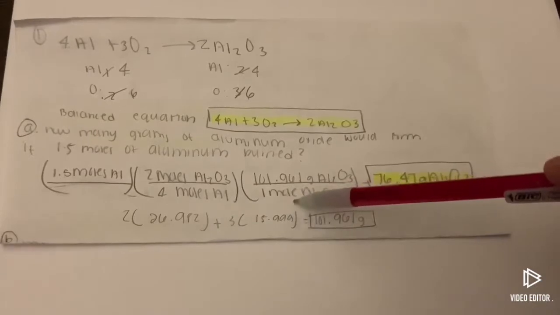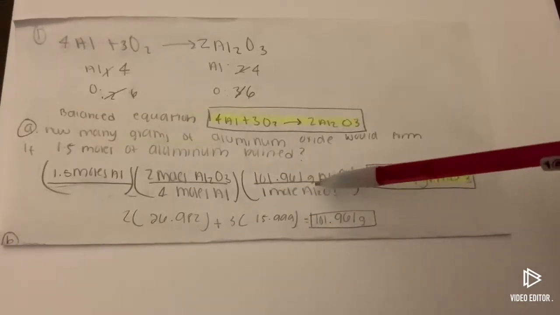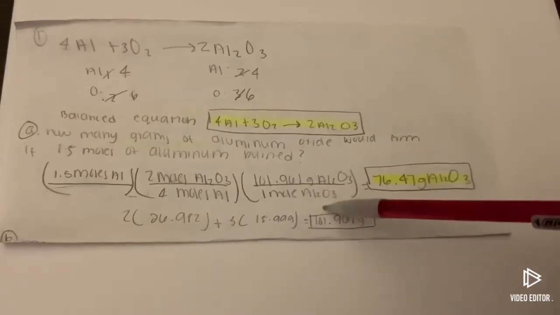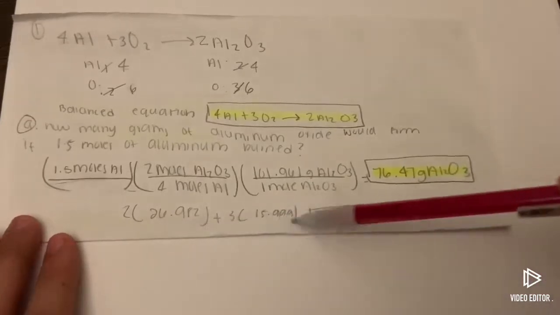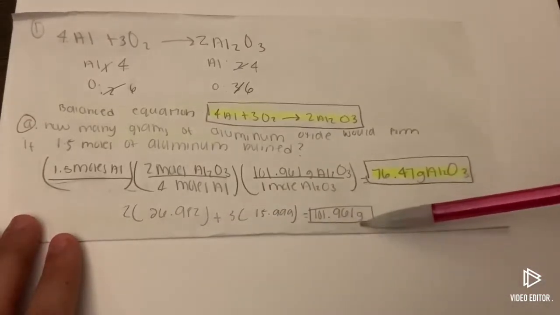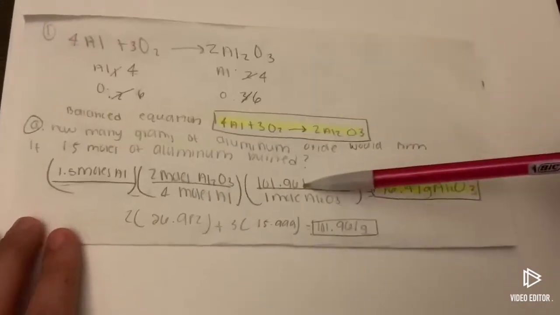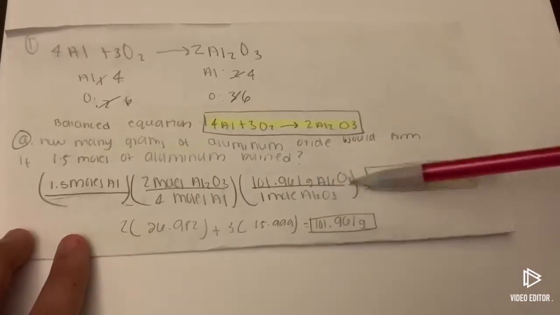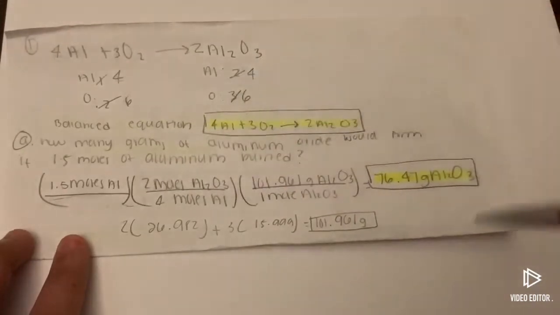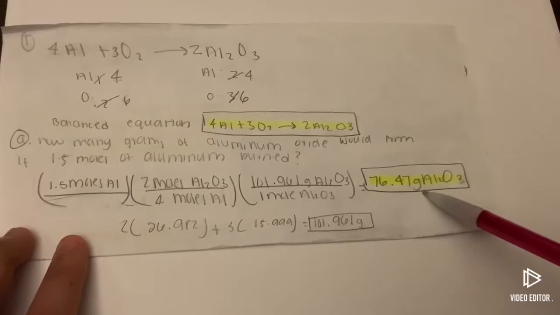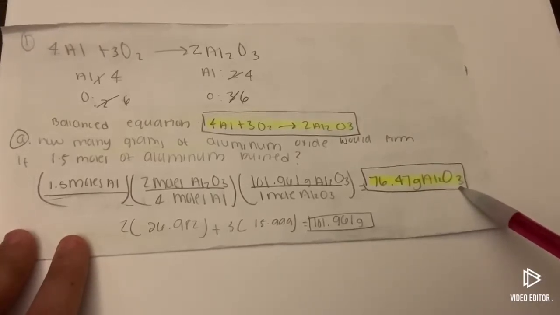Now what you're going to do next is this right here is the 2 aluminums and the 3 oxygens. And this is it. This is what you're going to put in the calculator. And you're going to get 101.961 grams. And you're going to put that here, the aluminum oxide. And then you're going to put all of this in the calculator. And you're going to get 76.47 grams of aluminum oxide. And that's how you go from a mole to a mass.